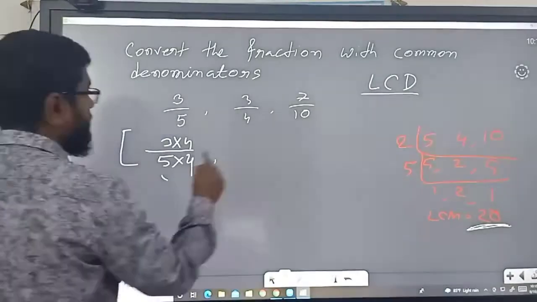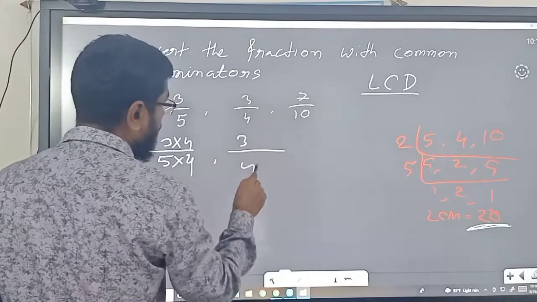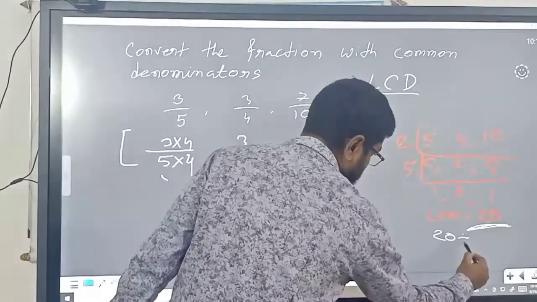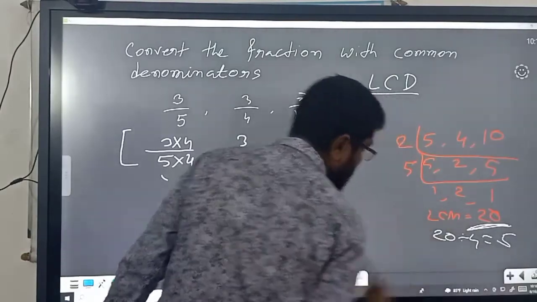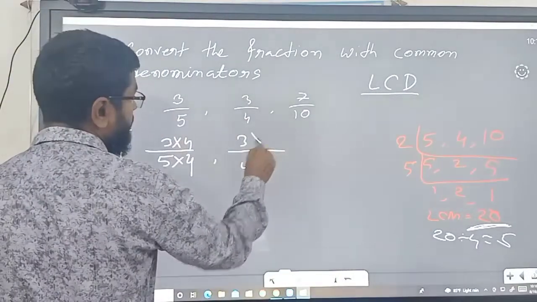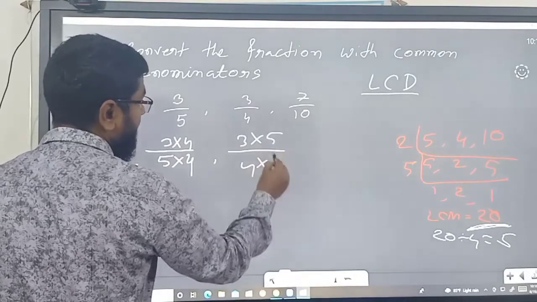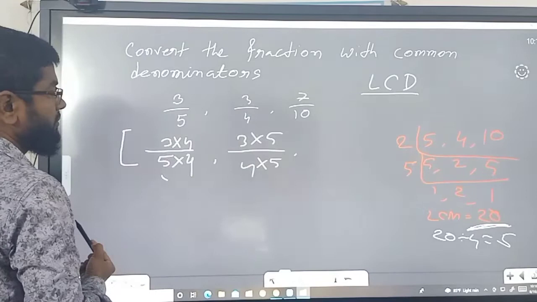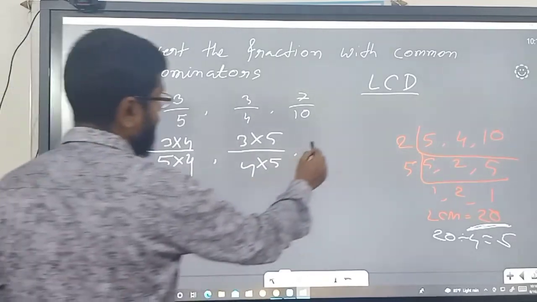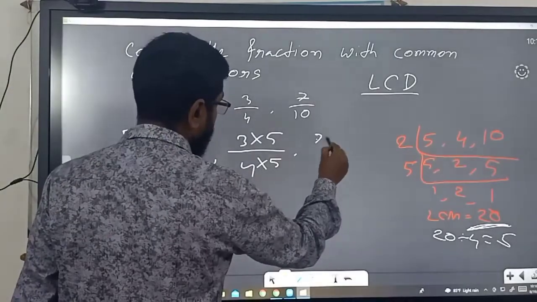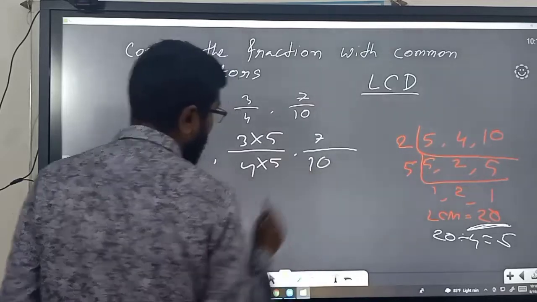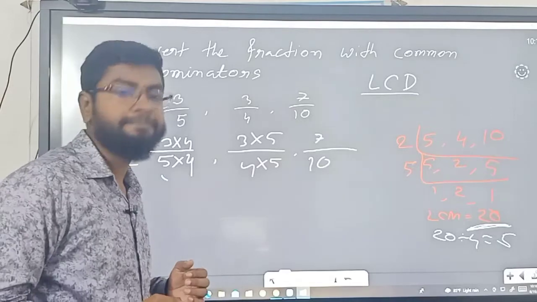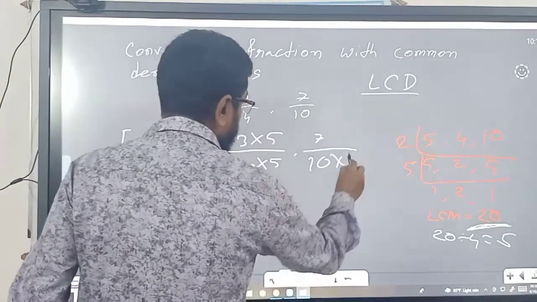Now, second one, 3 by 4. The 4 I have to make 20. 20 divided by 4 we get 5. This 5 I will multiply upper and down. It will be 12 by 20, 15 by 20 and 14 by 20. Good. Then the next one: 10, I need to make it 20, so multiply with 2. Exactly.